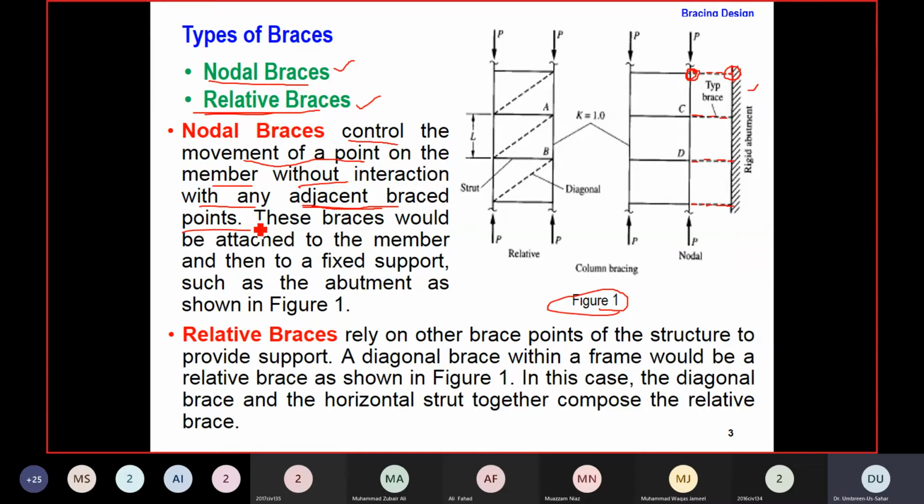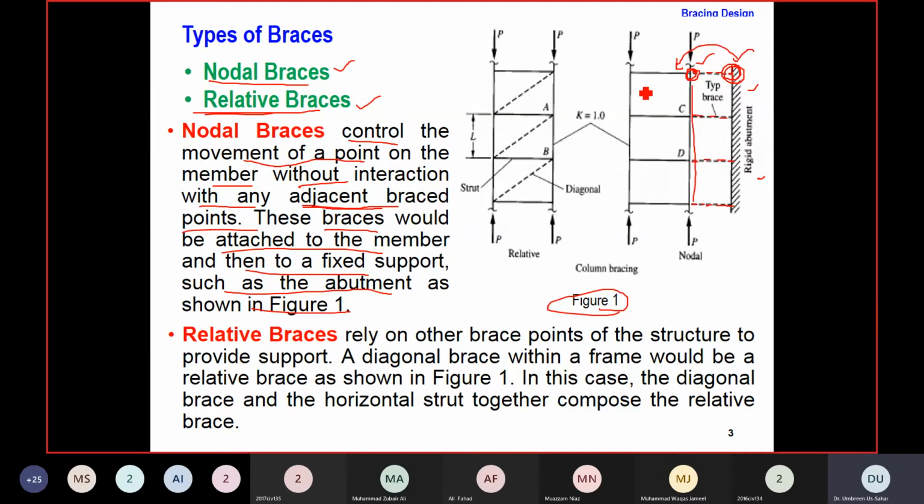So any adjacent braced point is not going to give you any interaction or end conditions for the nodal brace. Then what should be at the other end of the brace? One end is clear, that is connected to the frame itself or the member that requires bracing. Now what about the other end? The other end of these braces would be attached to a fixed support on the other side, such as the abutments as shown in the figure. Here you can see the rigid abutments. Any other fixed or rigid support that is not a part of your frame itself is required. Your frame is this one.